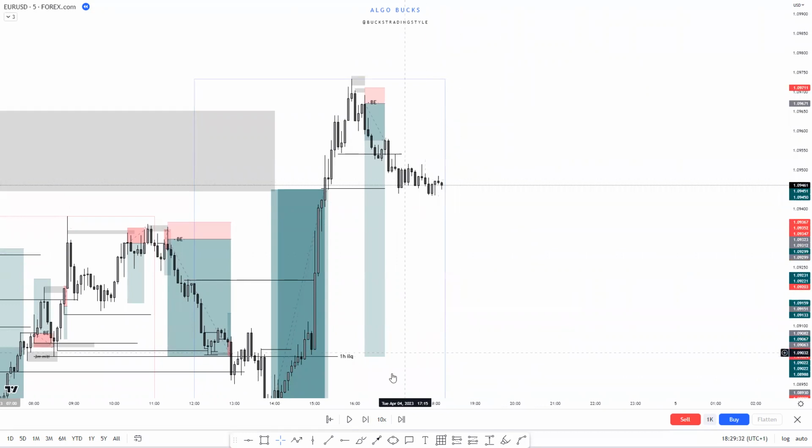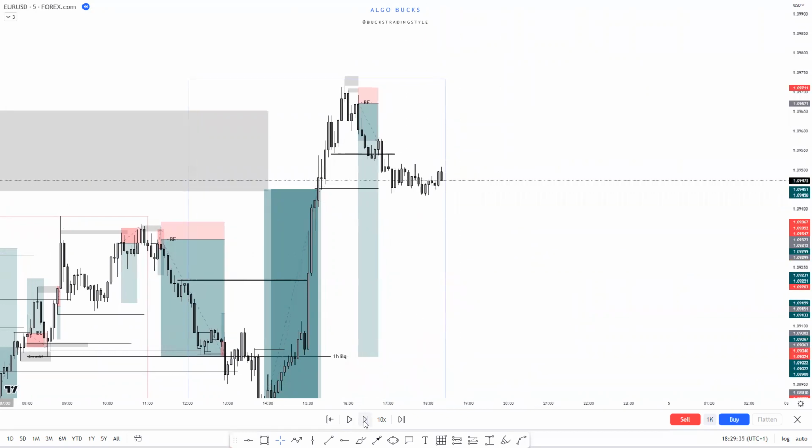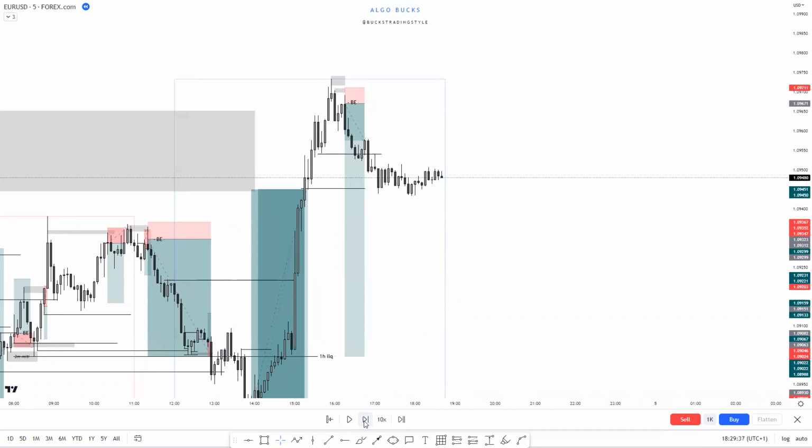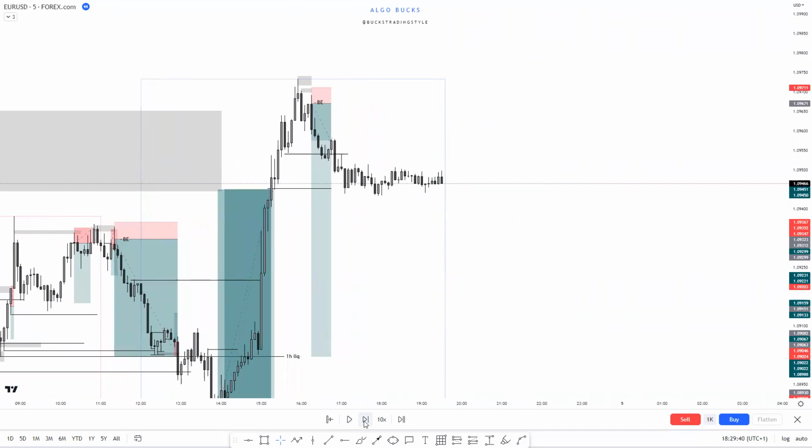So this is already 6 p.m. my time. So I'm probably not on the chart trying to trade anymore. But let's play to see if the TLQ held.